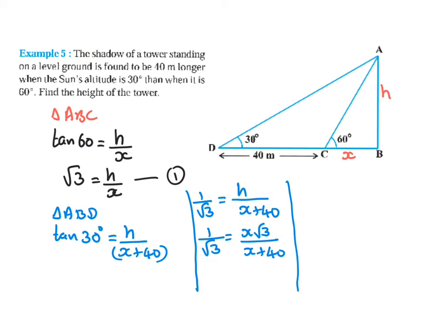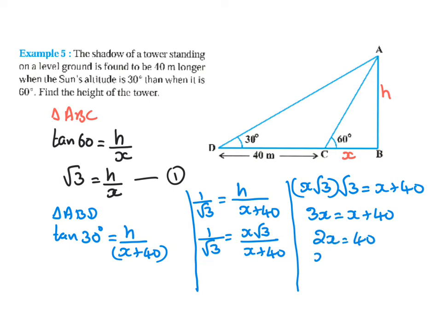Cross multiply. So we get x root 3 times root 3 is equal to x plus 40. x root 3 times root 3 is 3x, equal to x plus 40. Move the x to the other side, so you get 2x is equal to 40, x is equal to 20. So we know x now.